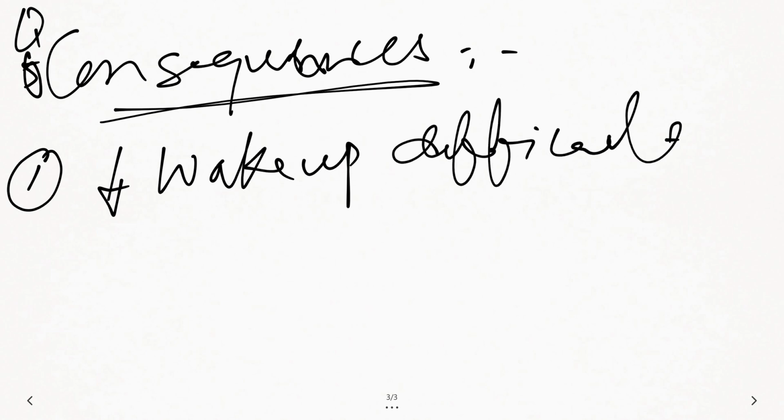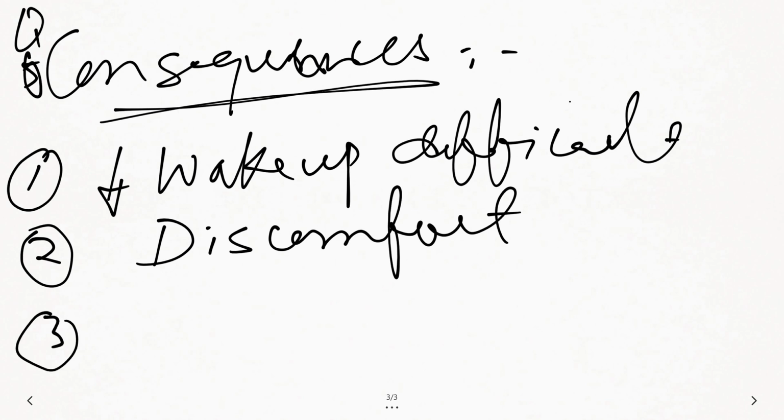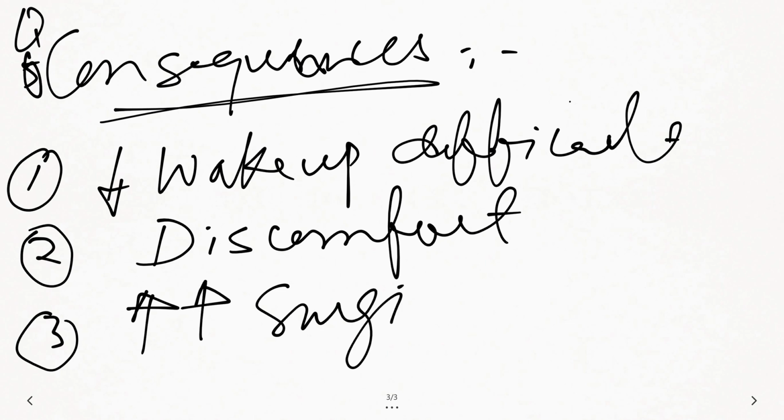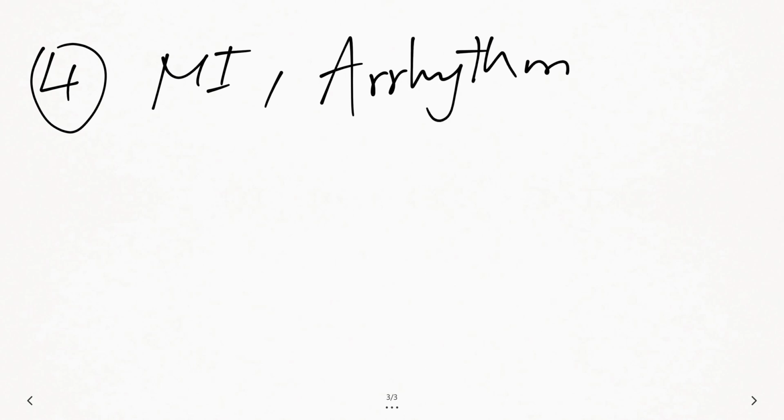Okay, and if he wakes up, he will be in a very bad discomfort because of the low oxygen that occurred before, and the low temperature and the poor enzyme function and all these things. Okay, number 3, you want to know that this patient will have very high surgical bleeding because his platelets are not working, right? And in addition to that, you want to know that this patient may develop MI or arrhythmias, and this actually is said repeatedly here. Okay, MI is the most common complication of hypothermia, MI and arrhythmias.